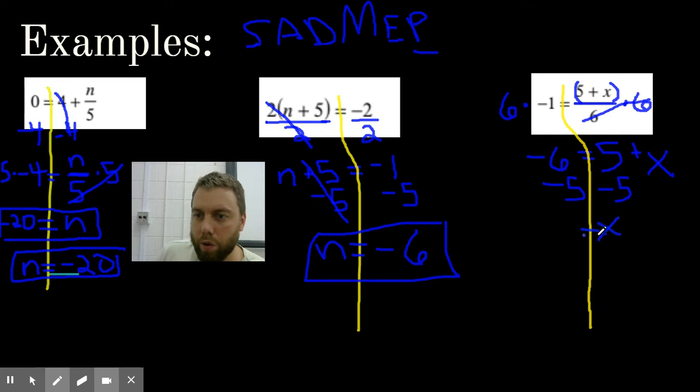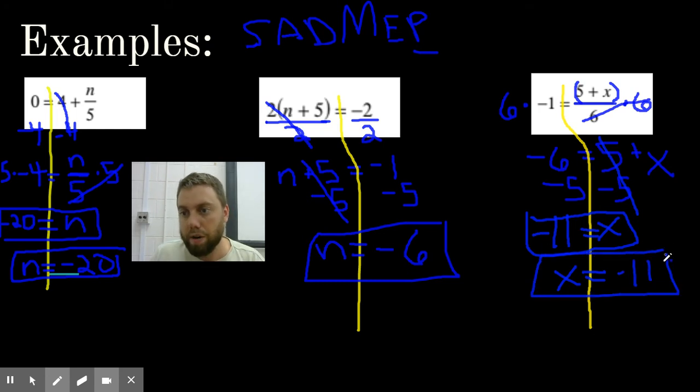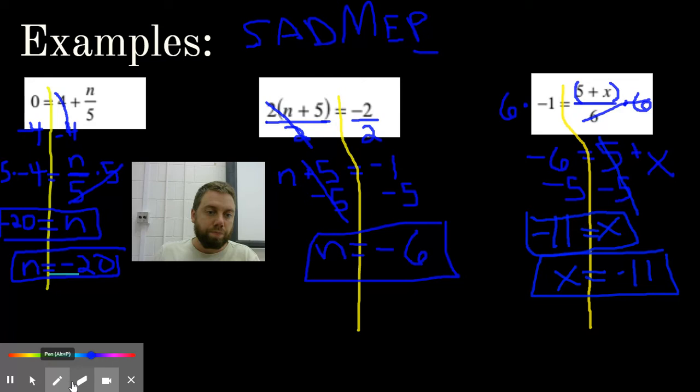And x is now isolated because this 5 minus 5 cancels out, and negative 6 minus 5 gives us negative 11. And again, though this is the correct answer, it's much more appropriate to write the variable first, and x equals negative 11, okay?